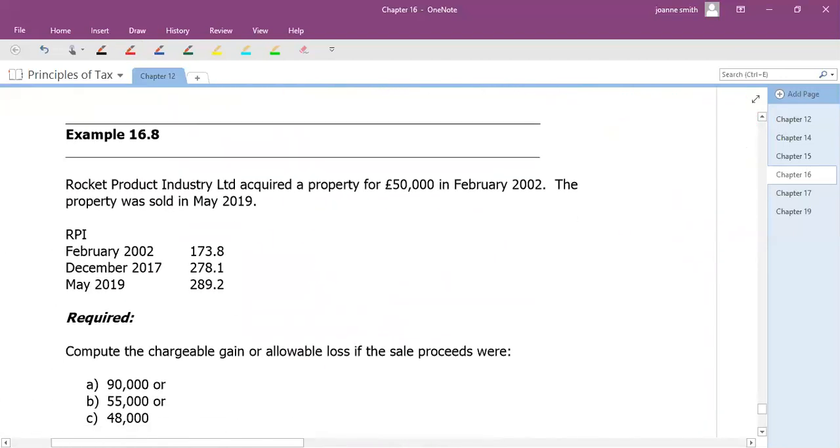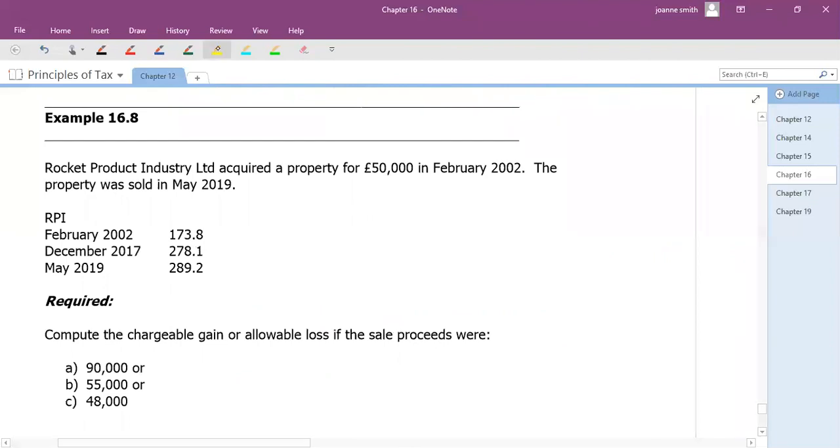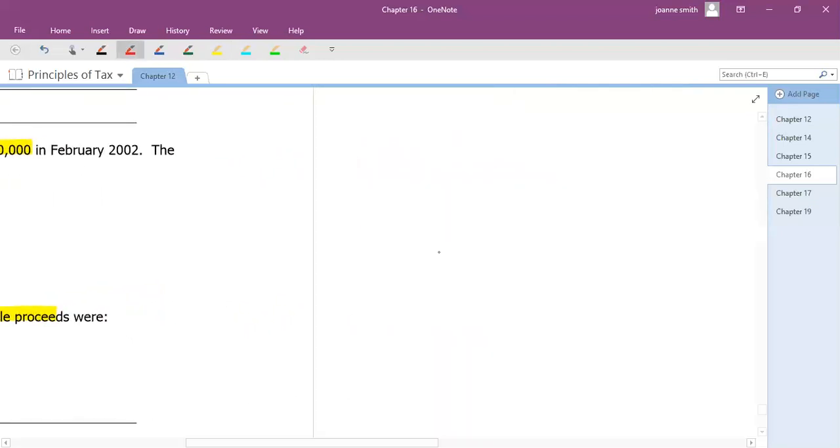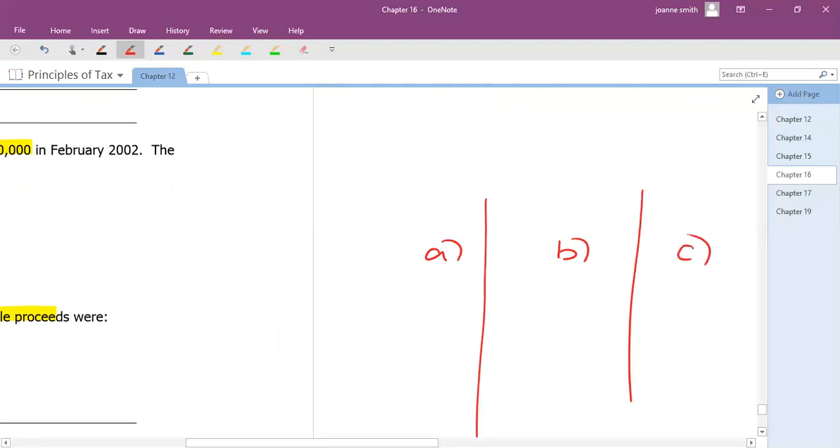The last question, 16.8, is giving us 3 scenarios. We buy the property for 50,000 and we're going to sell it for a variety of options. So we want to compare how things are going to change. Now, first thing I'm going to do is I'm going to write down the 3 options side by side so we can see what the position is for each of them.